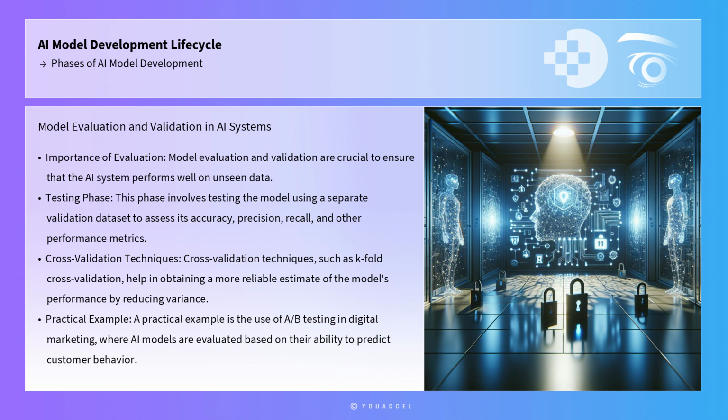A practical example is the use of A/B testing in digital marketing, where AI models are evaluated based on their ability to predict customer behavior and optimize marketing strategies.